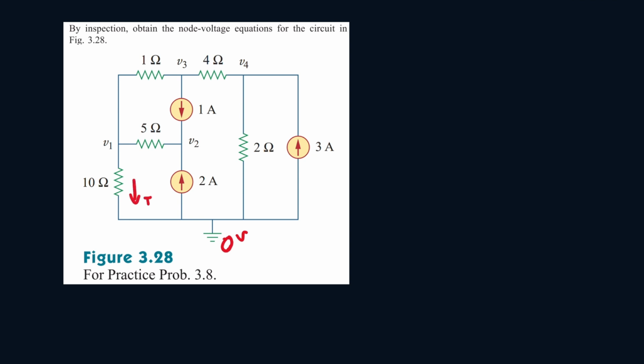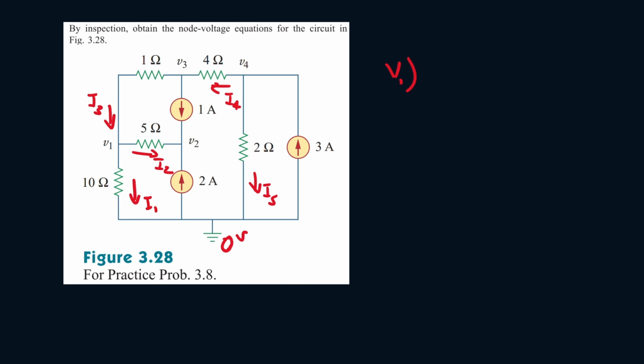So this is I1, this is I2, this is I3. Hold on, let me draw this better. Okay, this is I4, and this is I5. So let's start by writing the equations for node V1. Okay, so all the equations for this node.